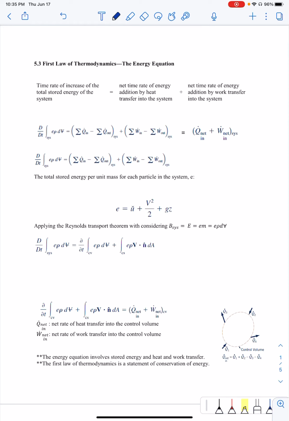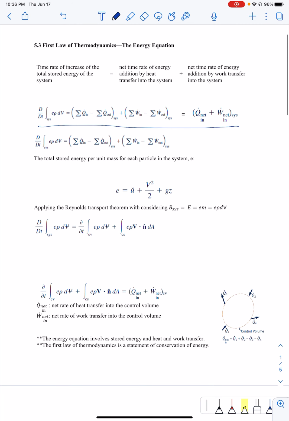Today I am talking about conservation of energy. If we want to state the first law of thermodynamics for a system in words, it is the time rate of increase of the total stored energy of the system equal to the net time rate of energy addition both by heat transfer and work transfer into the system. And this is how we describe it in the variable form.